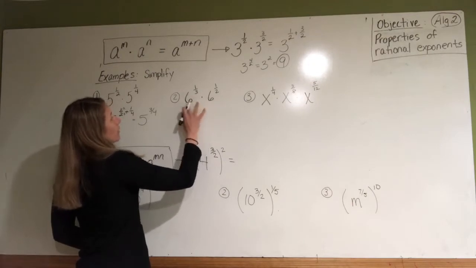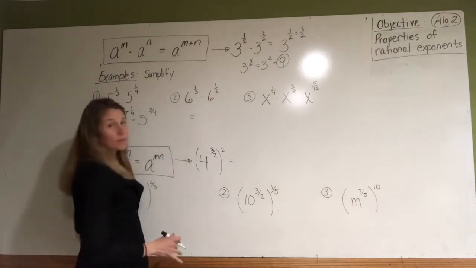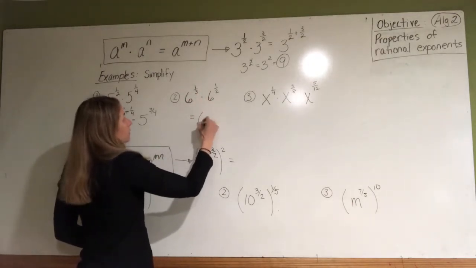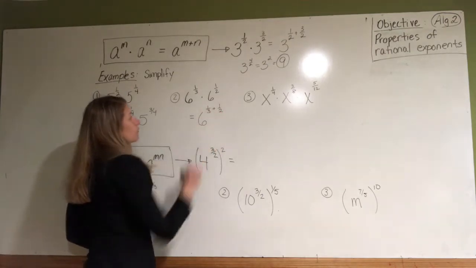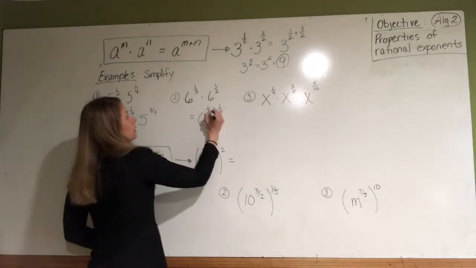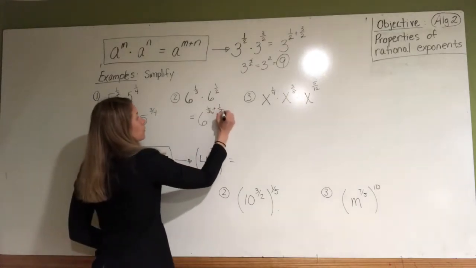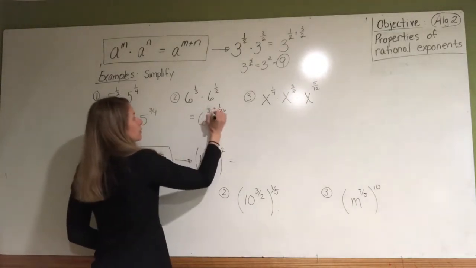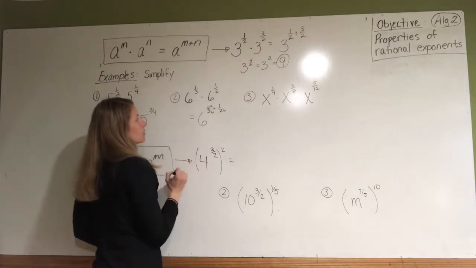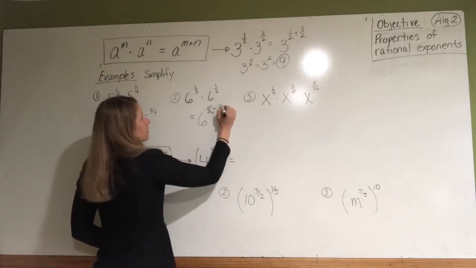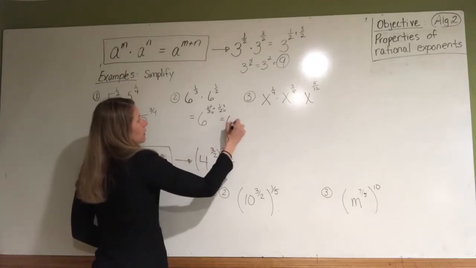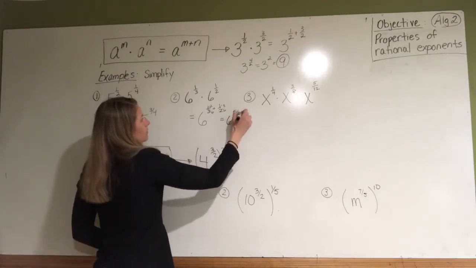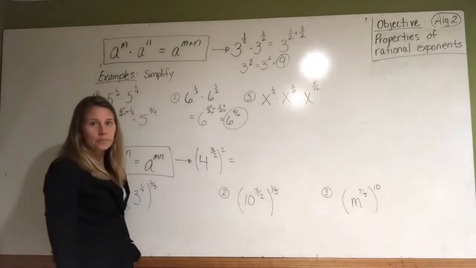Okay, the next one, we have 6 to the 1/3 times 6 to the 1/2. So for this one, you would again be adding up those two fractional exponents. You're going to need a common denominator, which would be 6 for each of these. 3 times 2 is 6, so that becomes 2/6. 2 times 3 is 6, so this one becomes 3/6. And then, of course, when you add those up, you have 6 to the 5/6 power.